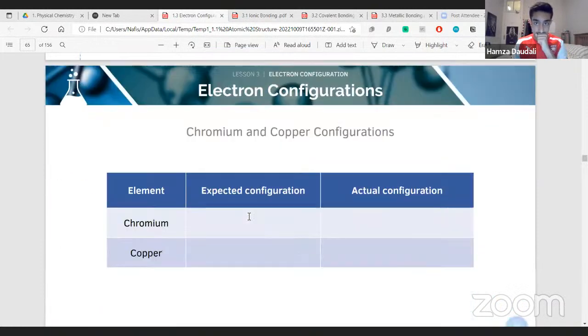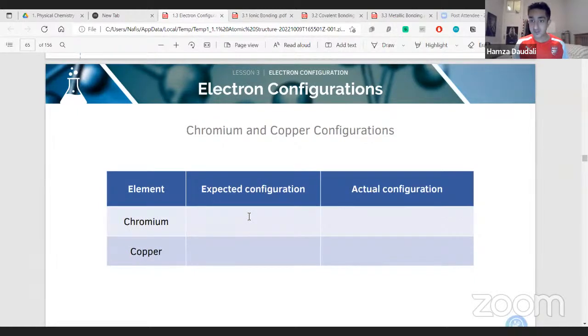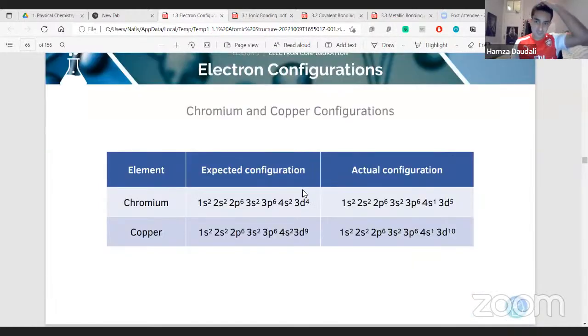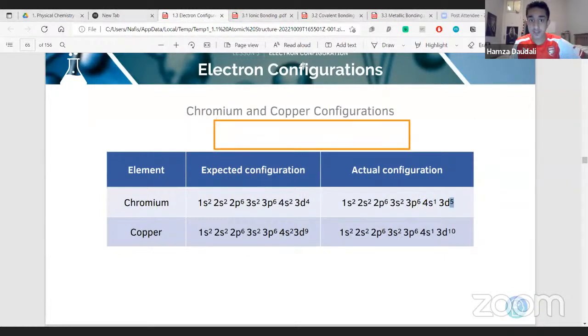Rules about transition metals. Just to end with, I was asked by Audrey to talk about copper and chromium. We would expect a configuration of 4s2 3d4 for chromium, but instead we get 4s1 3d5. Why is that? Because it's more stable to have an electron in every orbital than it is to have repulsion within the d subshell.